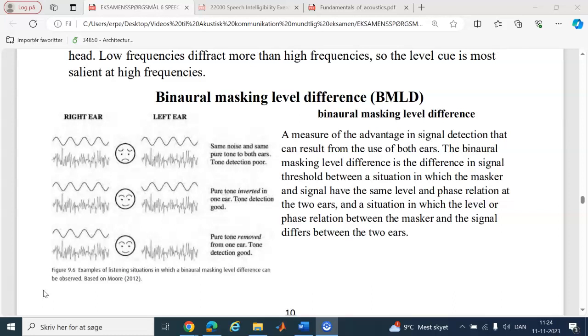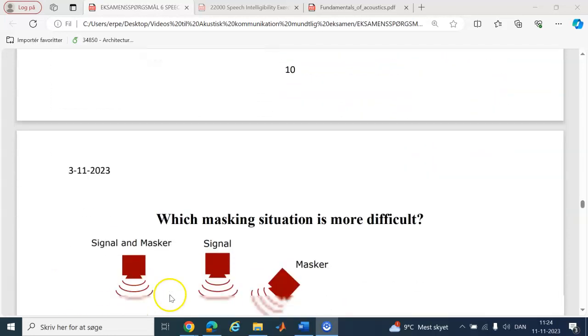So if the phase is changed for the pure tone. Also, if your pure tone is removed from one ear, tone detection is good because you can hear the tone from the other ear. Very shortly here.